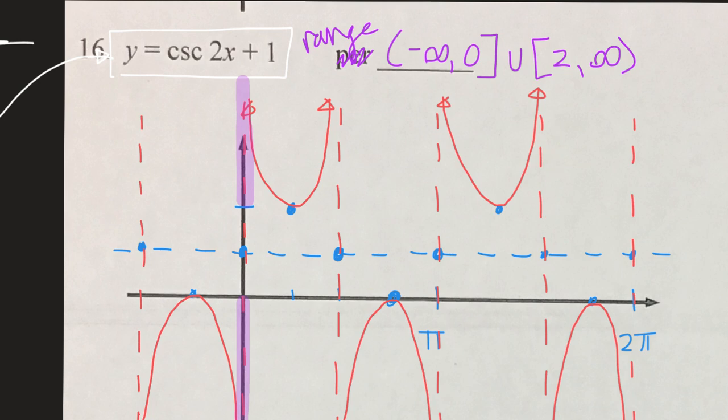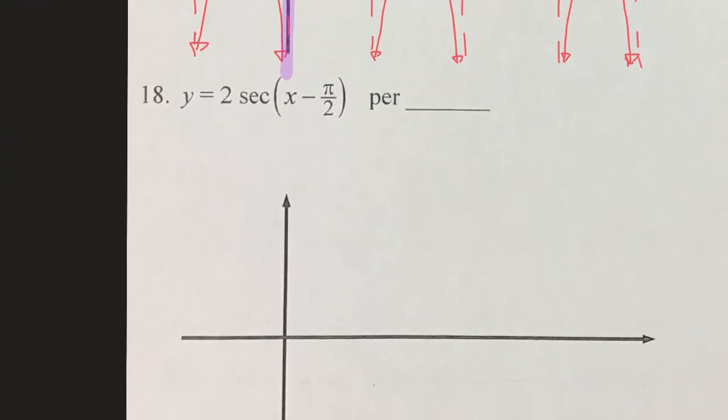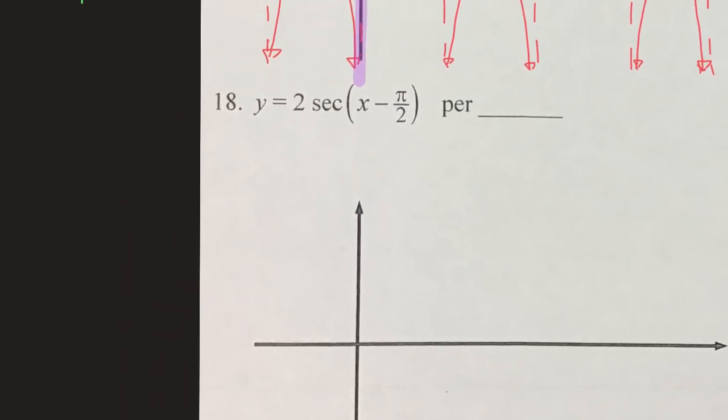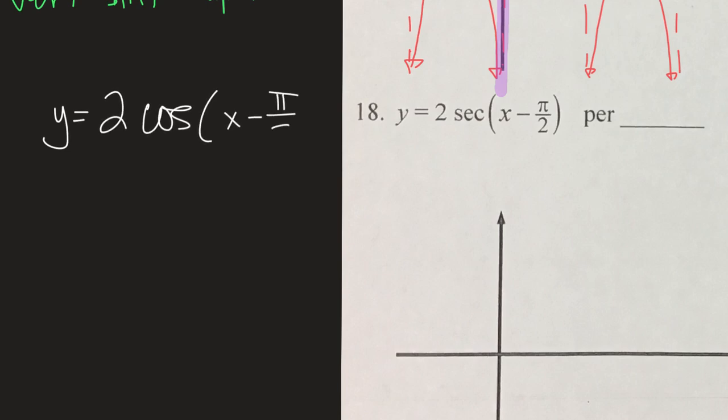So now let's look at our secant graph. If we're going to graph a secant, we're going to get all the points from our cosine. So we're going to look at the points from 2 cosine (x minus pi over 2) instead, right? This gives us our max, your mins, and your zeros, because everywhere cosine has a 0, secant has an asymptote.